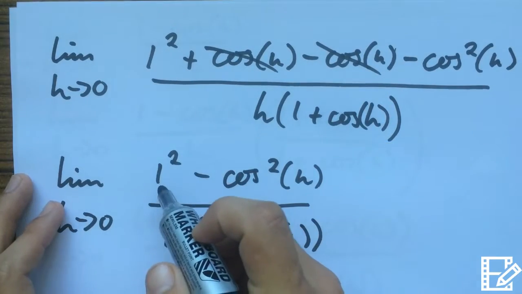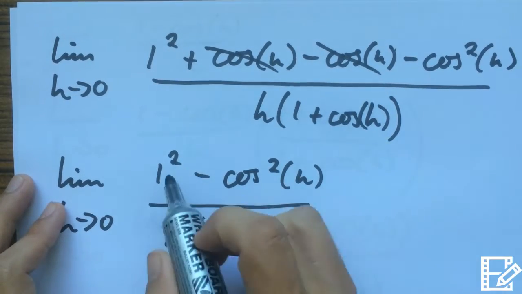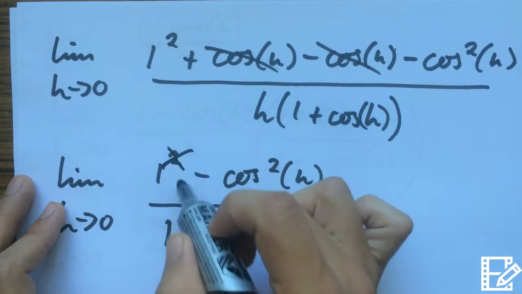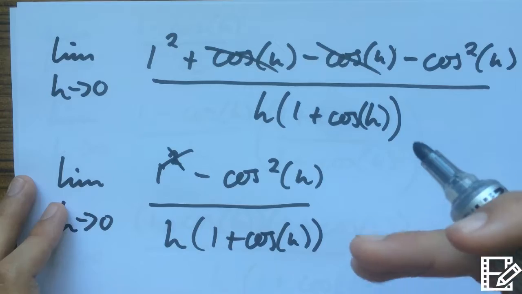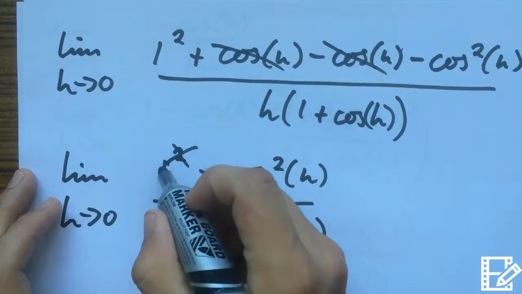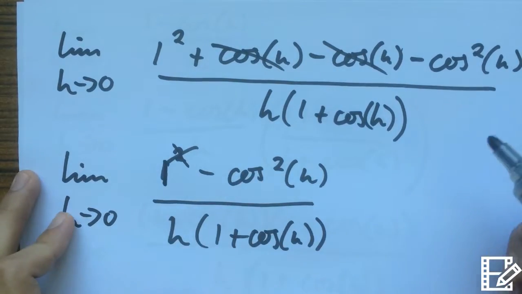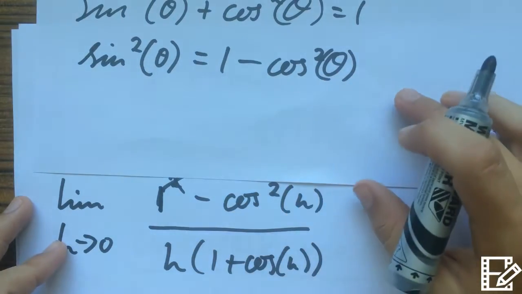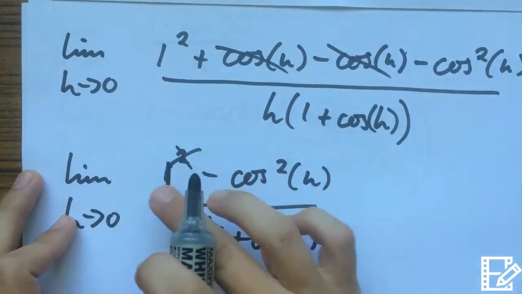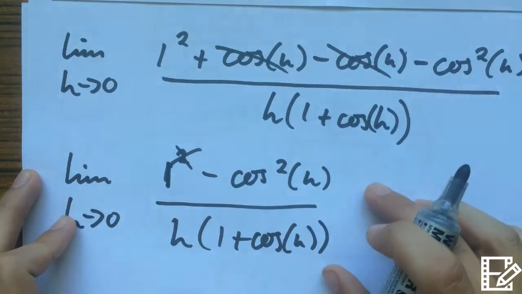What is 1 times 1? It's 1. So we don't really need this, because you can have 1 to the power of 3, 1 to the power of 4, 1 to the power of 2, and the answer will still be 1. So technically, we've got that. We've got 1 minus cosine squared.